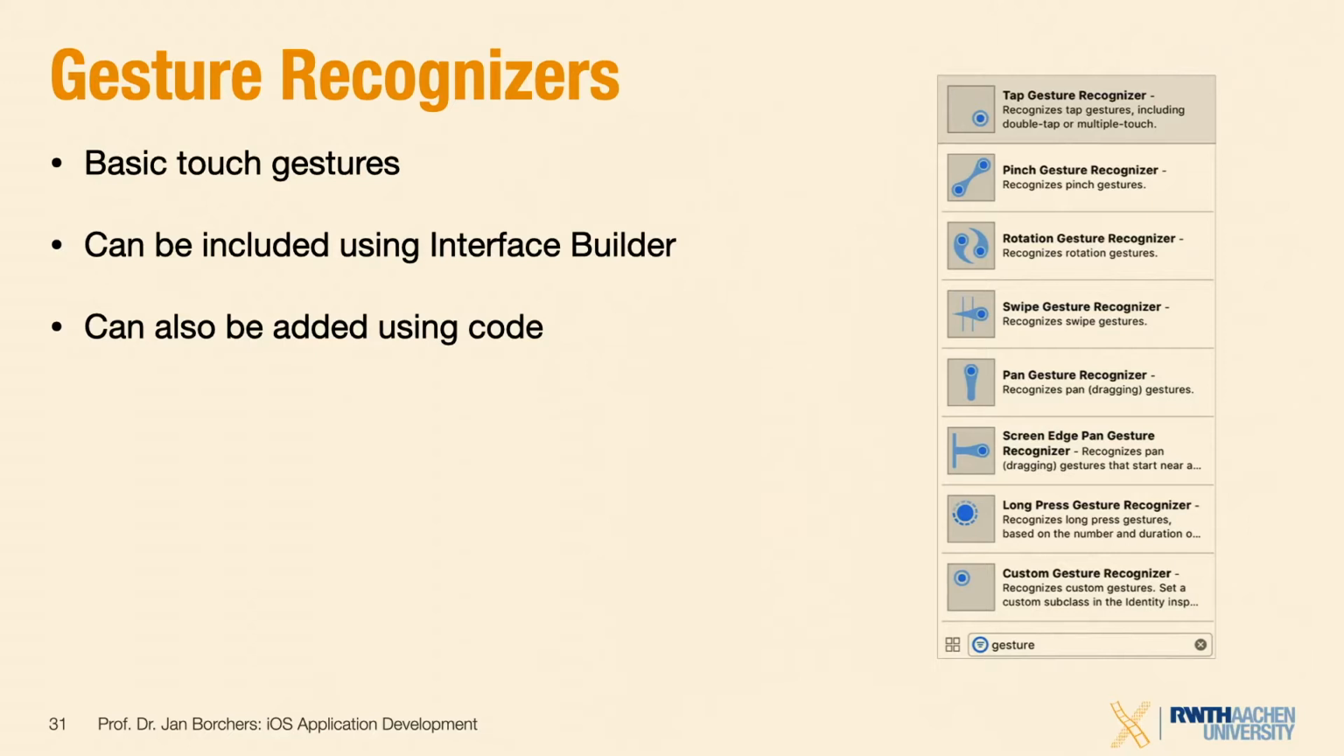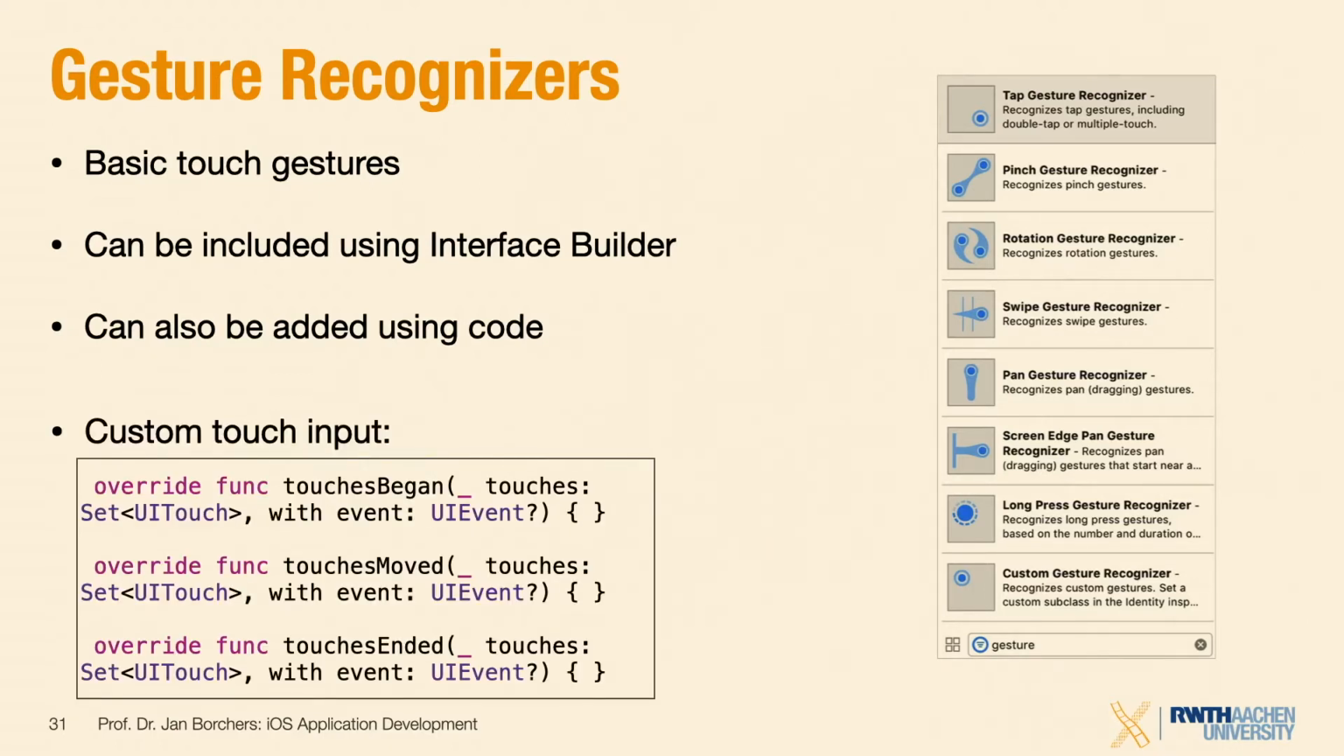And here are some examples: tapping, pinching, rotating, swiping, panning. Screen edge pan gesture recognizer, something that starts near the edge. A long press recognizer. Custom gesture recognizers that you can build yourself. So you can also implement your own if you want to, but it shouldn't be necessary normally. If you do need to do your own custom touch input, maybe you've got a complicated game that needs very special input that you cannot use the standard recognizers for, and you're tracking live data on multiple fingers and it sets something in your game, then you can do this with these three functions.